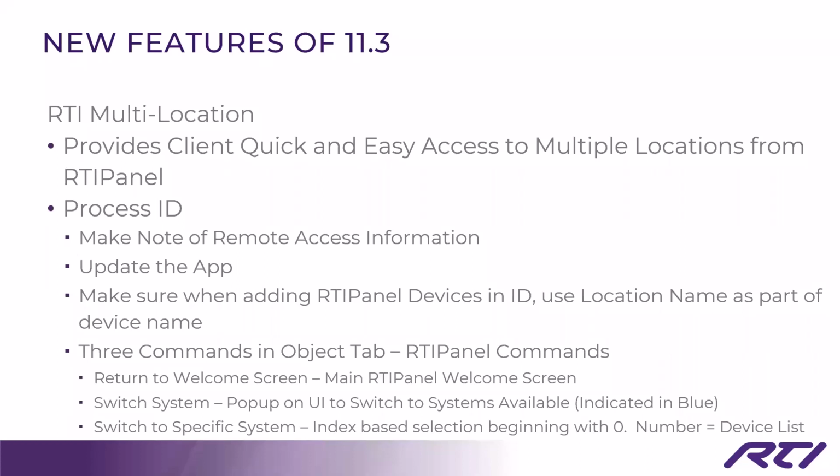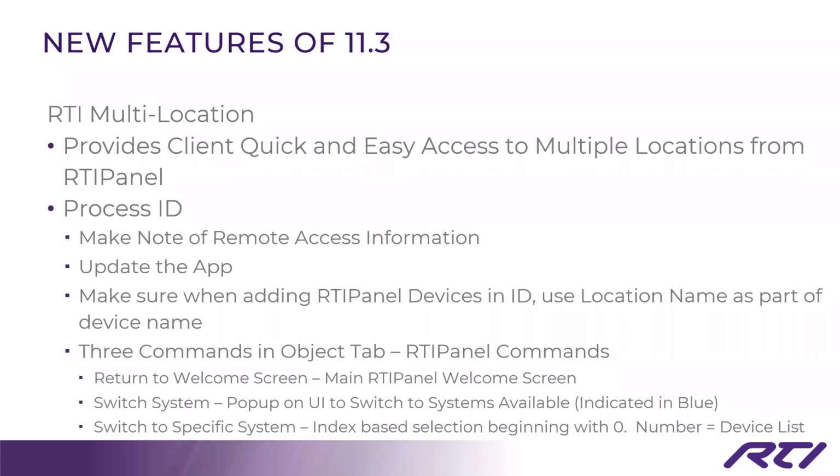What's the process in Integration Designer to get this set up? Okay, well, there's a few different things. The first thing I want to emphasize is that you need to make note of the remote access information for all the different control systems that you're going to access from RTI panel. And that means the static IP addresses, any dynamic DNS addresses, what they are for which system, and make note of those, okay? Because you're going to need to enter those into the app itself as you go along.